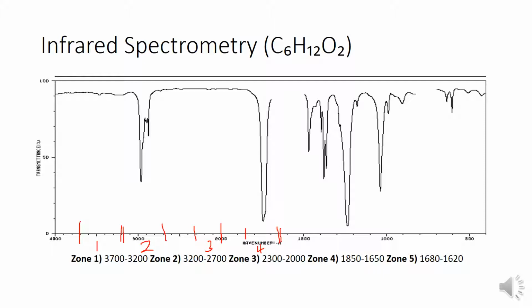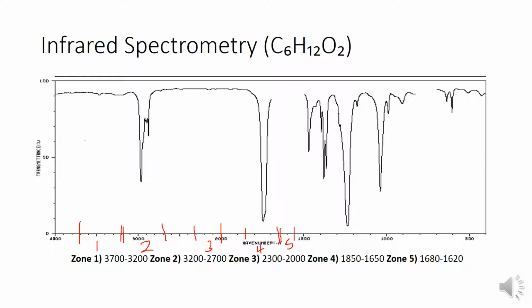About 1620. It's going to be Zone 5. So now we have to look at peaks and see if each zone has a peak associated with it. And as we can see in Zone 1, we do not have any peaks. So we will not have functional groups such as alcohols present in our structure.